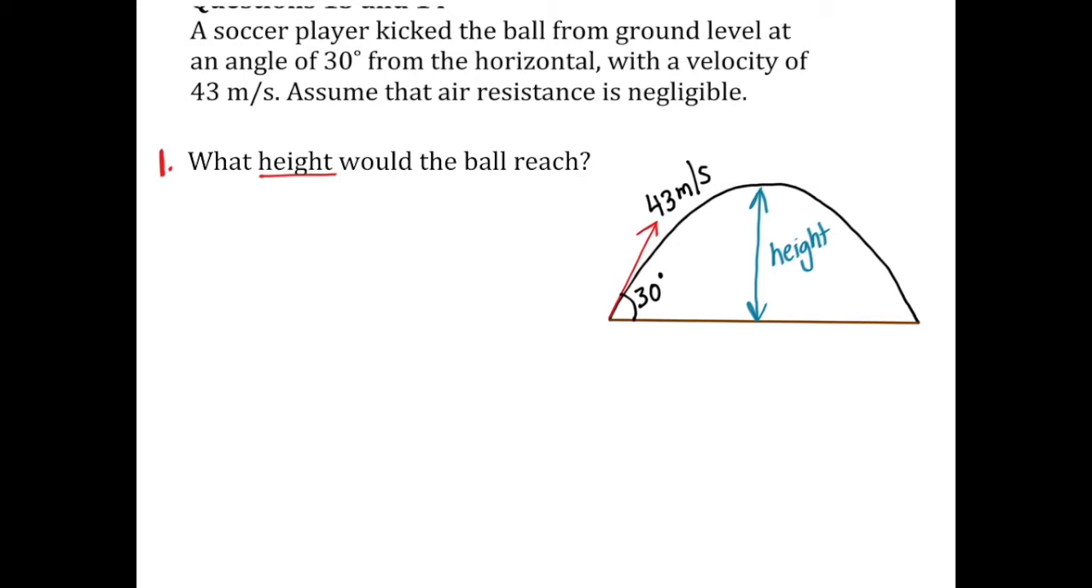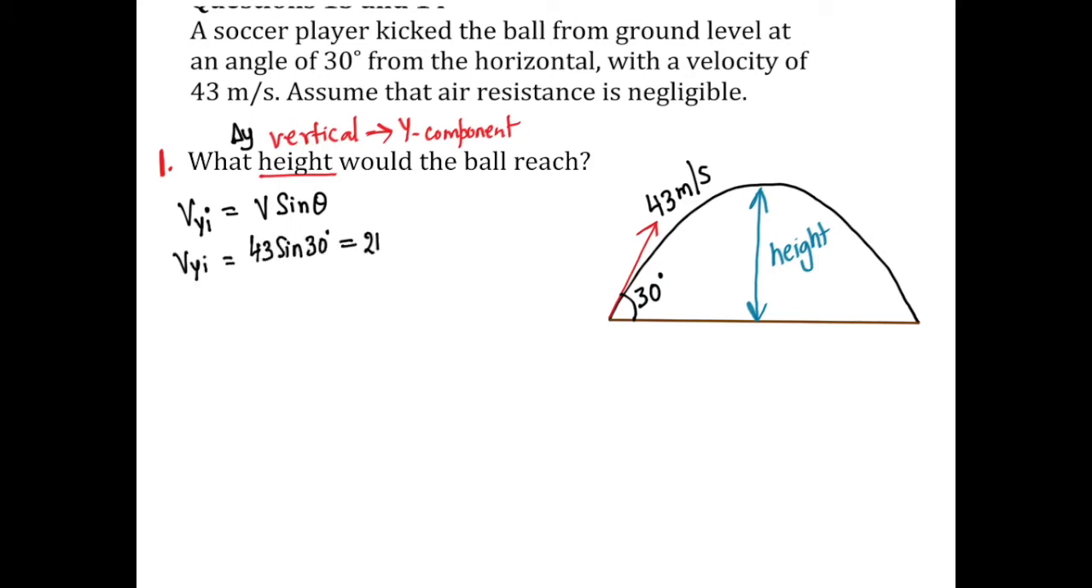First part is asking, what height would the ball reach? So we need to first figure out that this height is going to be in the vertical axis. That means it's delta y, and we are going to focus on the y component. From the diagram we can see that the initial velocity in the y direction will be v sine theta. So we can write 43 sine 30 degrees, that is equal to 21.5.